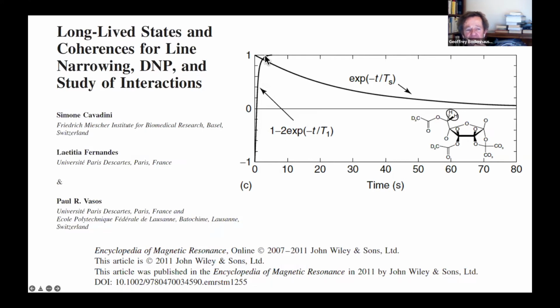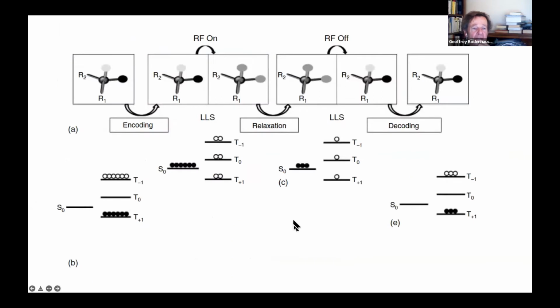And you see the decay is very, very slow of this long-lived state, on the order of 20 seconds or so, whereas the inversion recovery, the standard T1 that everybody knows how to do, takes only maybe a second or so for the T1 to cause the recovery of the magnetization. So there's a factor of 20 or 30 or something between the T1 and the long-lived state, which is very convenient. Now, this is also taken from this Vassos review.